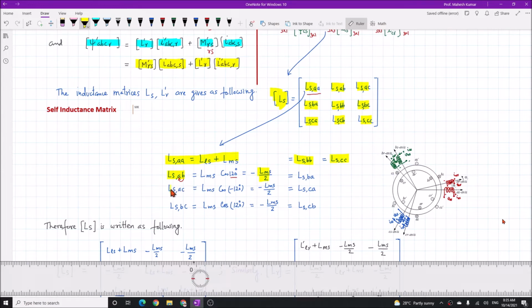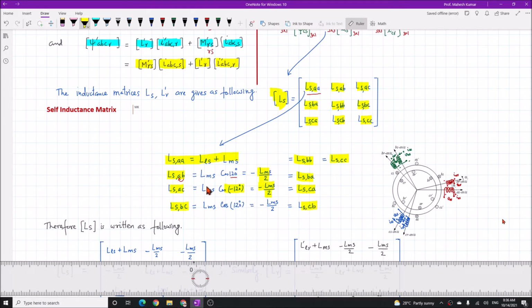Similarly, we can write for AC. AC is from C to A, you can say, or A to C, which is minus 120 degree. So this becomes again minus LMS by 2, because cos 120 is the same as cos minus 120. Cos theta is the same as cos minus theta, so it won't be different, and therefore LSAB equals LSBA, because they are symmetric in structure in terms of the winding. So LSAC is the same as LSCA, and LSBC is the same as LSCB.